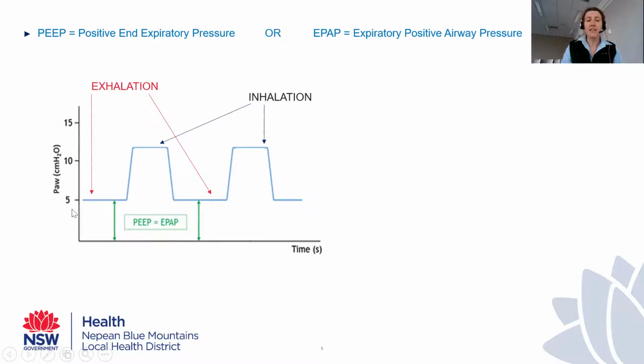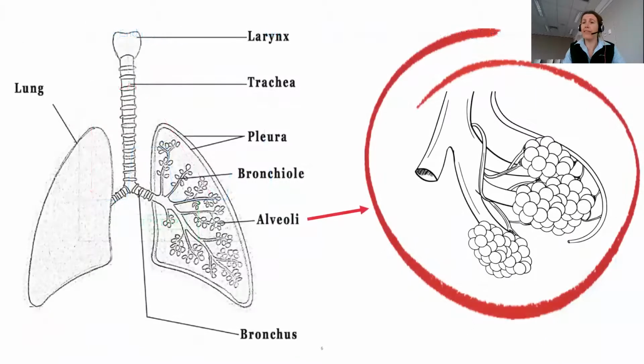And we've put 5 centimeters of EPAP in. Remember, EPAP and PEEP are interchangeable terms. They all mean the same thing. So as the patient's breathing out, they're breathing out against a positive pressure, which means that the pressure inside their airway and lung is not going to drop below 5 centimeters of water. And that's really important because it helps keep alveoli splinted open.